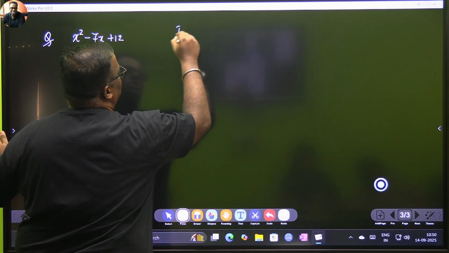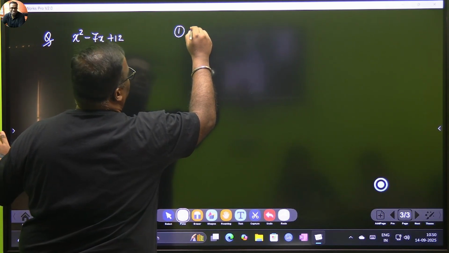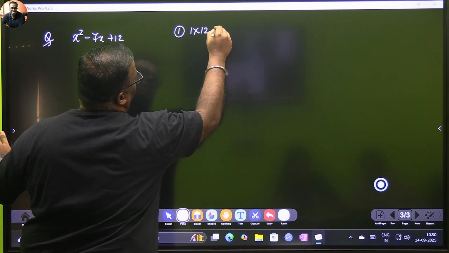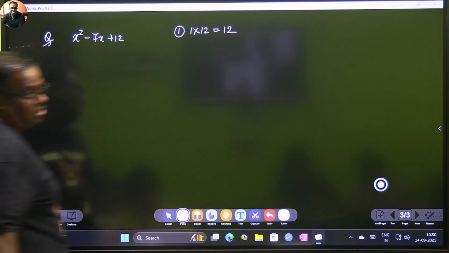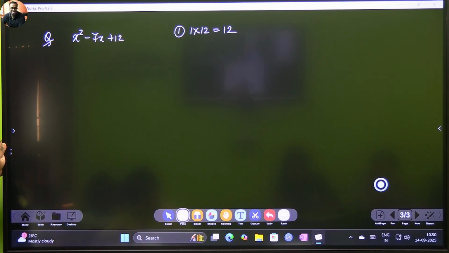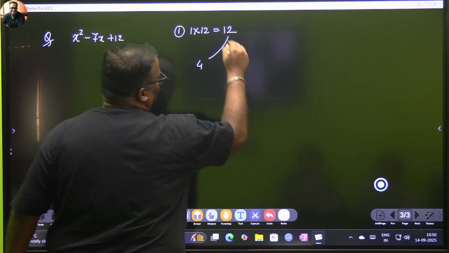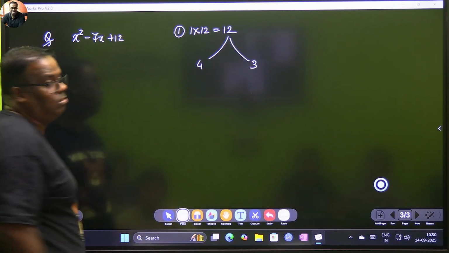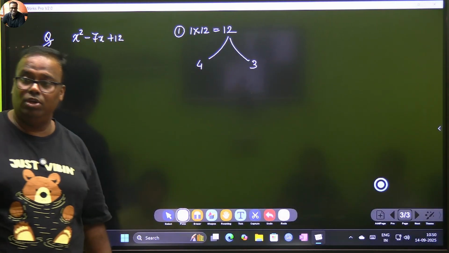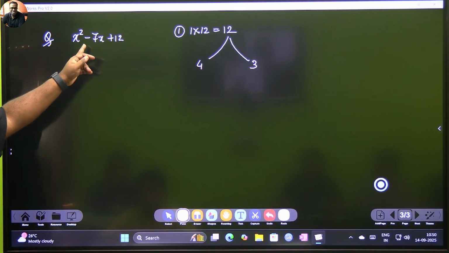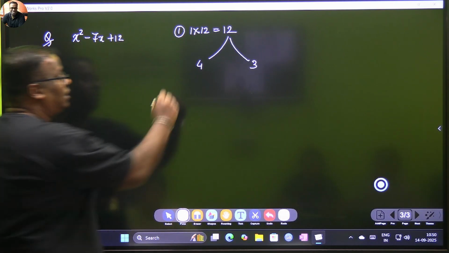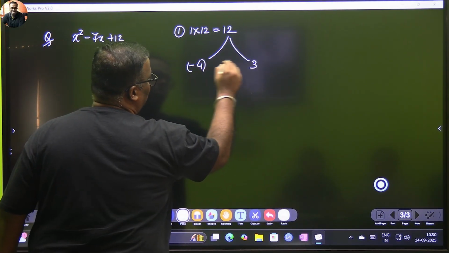So our first step was what? Our first step was multiplying the leading coefficient with the constant and writing the product. Now try to find two factors whose addition gives you minus 7. So 3 and 4, but if I take its factors as 4 and 3, multiply 4 and 3, how much do you get? 12. 4 and 3 gives you 7, but you need to get minus 7. So your factors will be minus 4, minus 3.